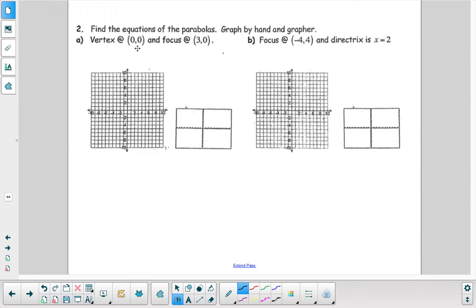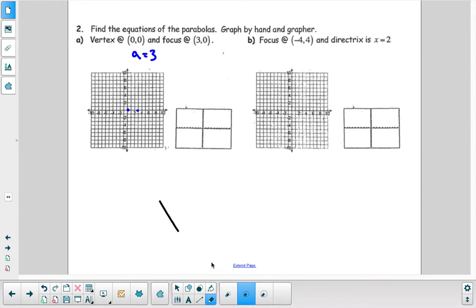So we have a vertex is 0, 0. And if we look at our forms, our focus is 3, 0. I'm going to graph both of those first. So 0, 0. I'm going to use blue. So 0, 0. Focus is 3, 0. And that tells us a few things. One, it tells us the distance. So a is equal to 3.